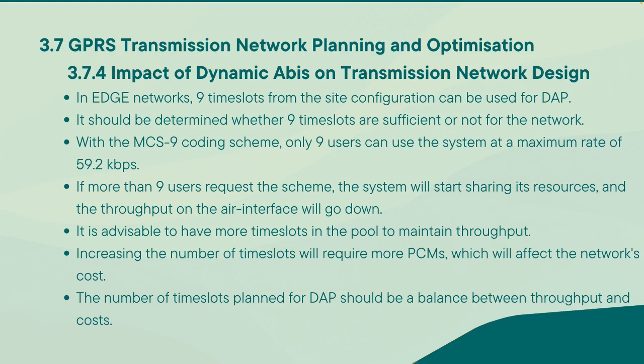So only one user can use the system at the minimum data rate of 59.2 kilobit. If more users request to use this scheme, the system will start sharing its resources, and the throughput on the air interface will go down. In this scheme, only 9 users are allowed to use it. If there are more users, it will share and reduce the speed of the network.